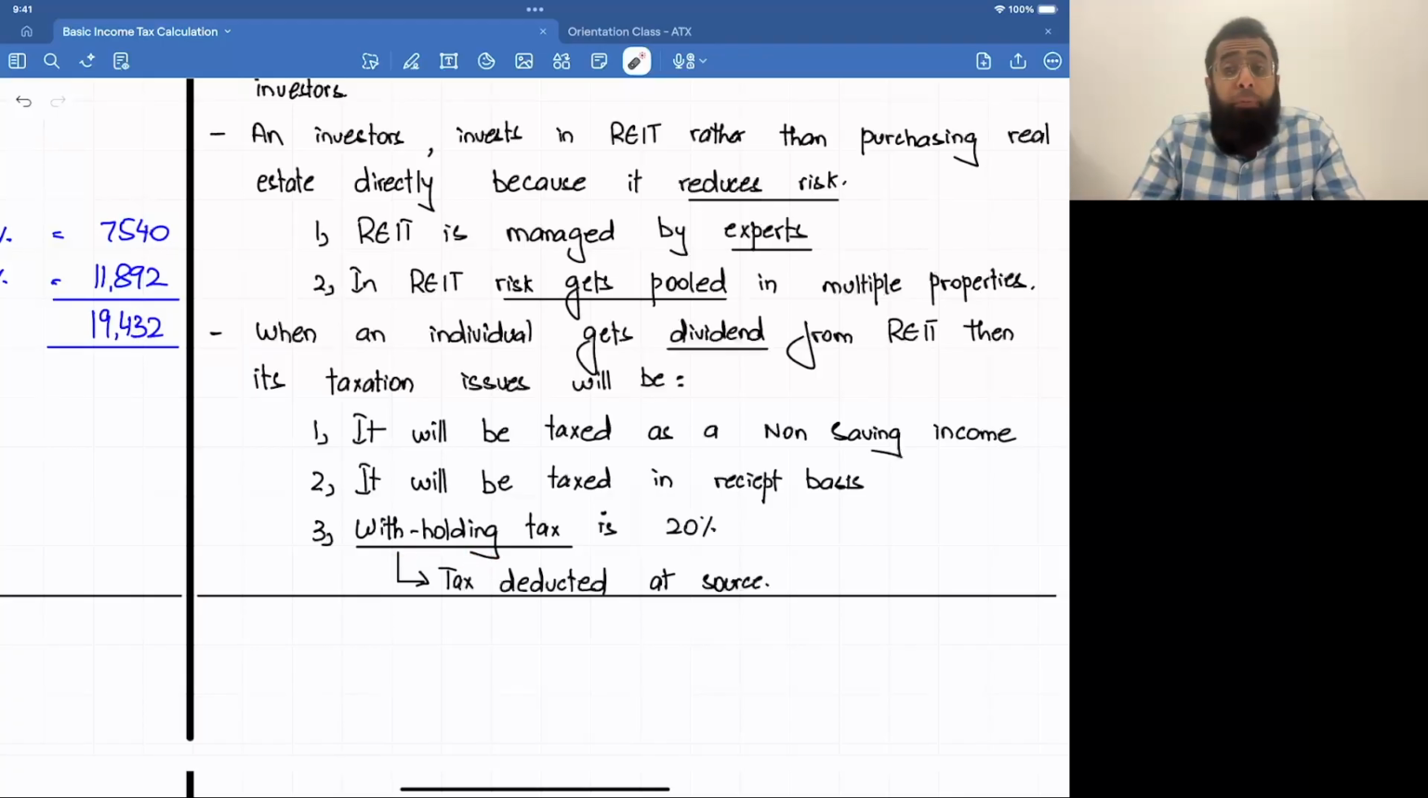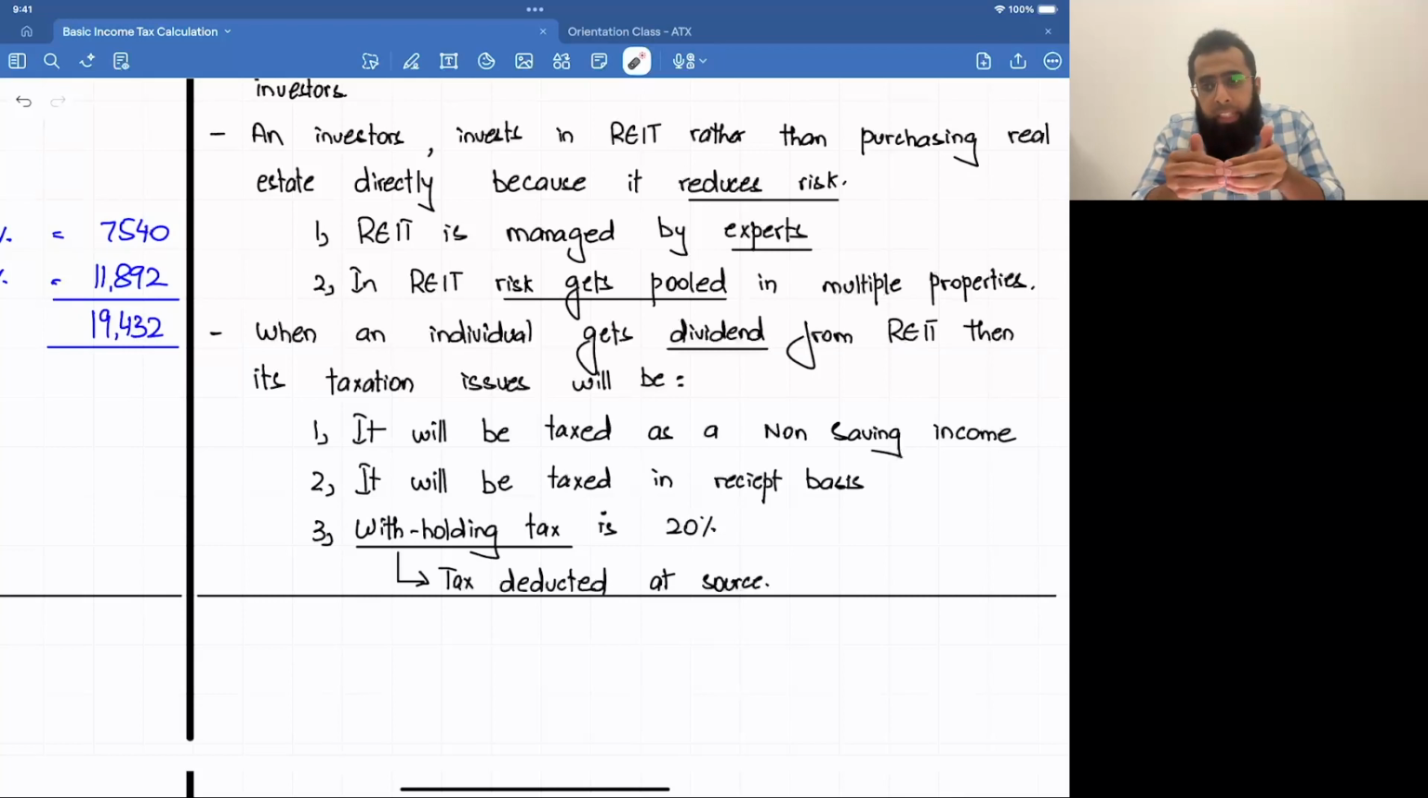Withholding tax is a new concept for you guys. Withholding tax, meaning tax deducted at source, is 20%. Now, what do you mean by this? If a real estate investment trust is paying you £100 dividend, take an example, 20% of it, £20, they will pay to the tax department and they will only give you £80. Why, sir? They will pay this £20 tax on your behalf as an advance tax. You can adjust it in your income tax return at the end of the year, we will see it. But this 20% is withholding tax or tax deducted at source, or in very easy words, advance tax.